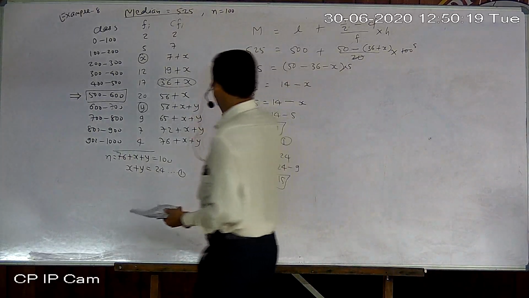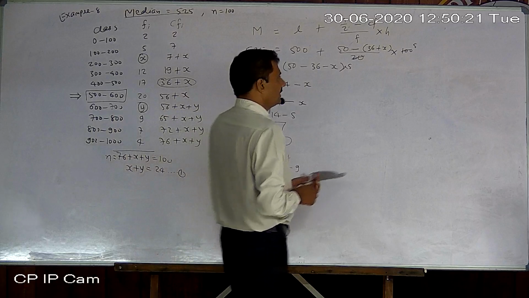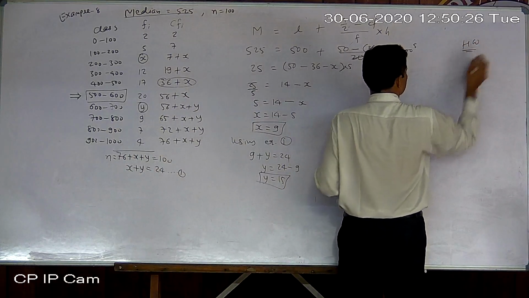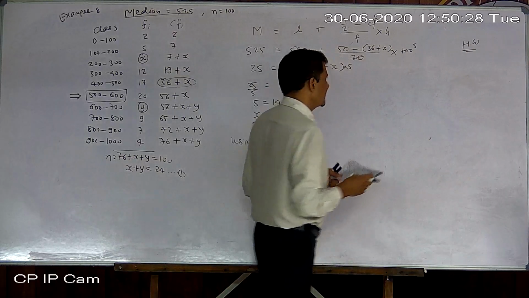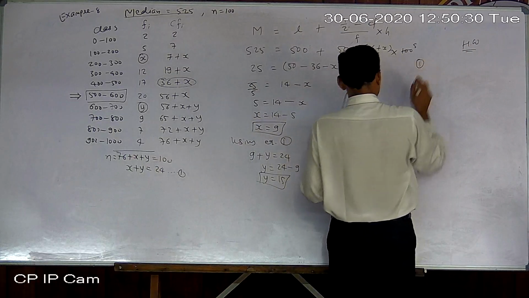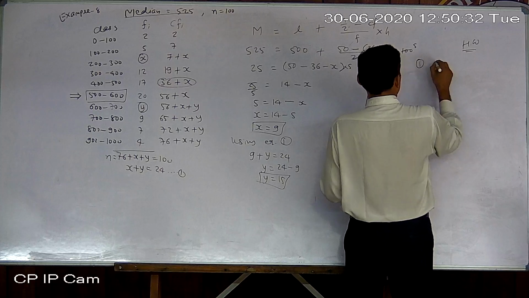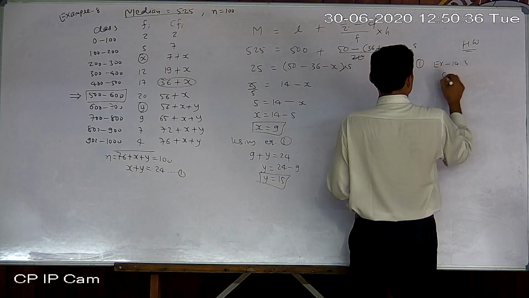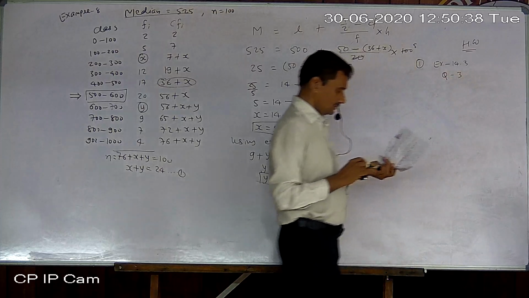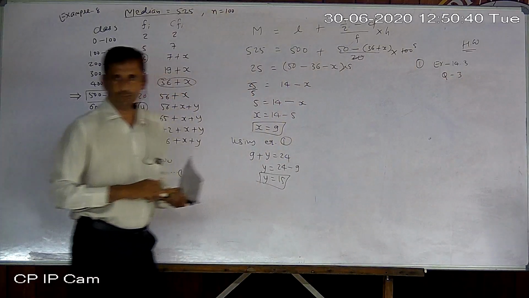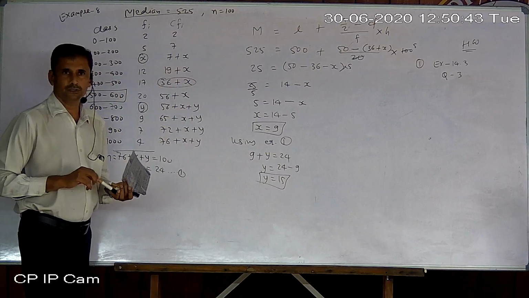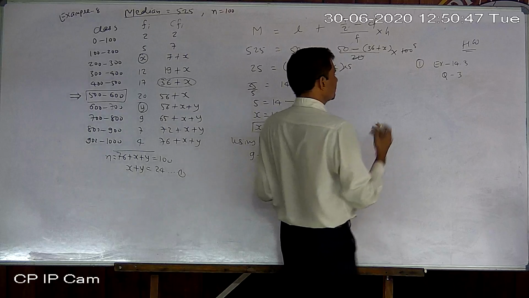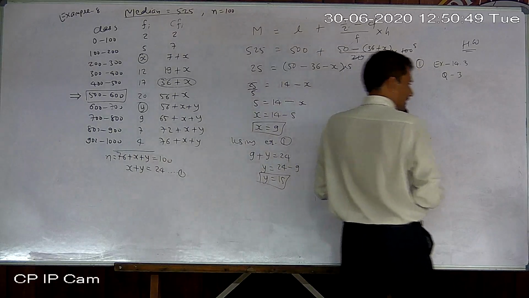Okay. Now before going to that second sum, the homework related to this is from the textbook. So today's first homework sum is from the textbook, exercise 14.3, question number 3. That is of missing frequency. Now we start the second sum.